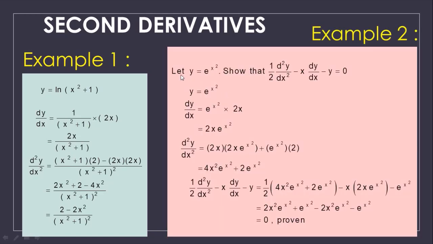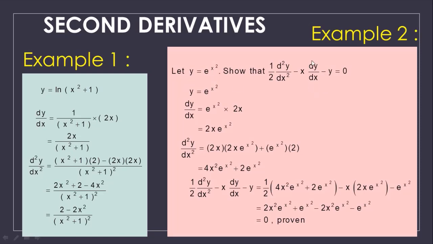Example 2. Let y equal e to the power x squared, and we want to show that 1 over 2 multiplied by d squared y over dx squared minus x dy over dx minus y will eventually equal 0. So from this equation, we must know the values for x, for dy over dx, and d squared y over dx squared. y is given as e to the power x squared.